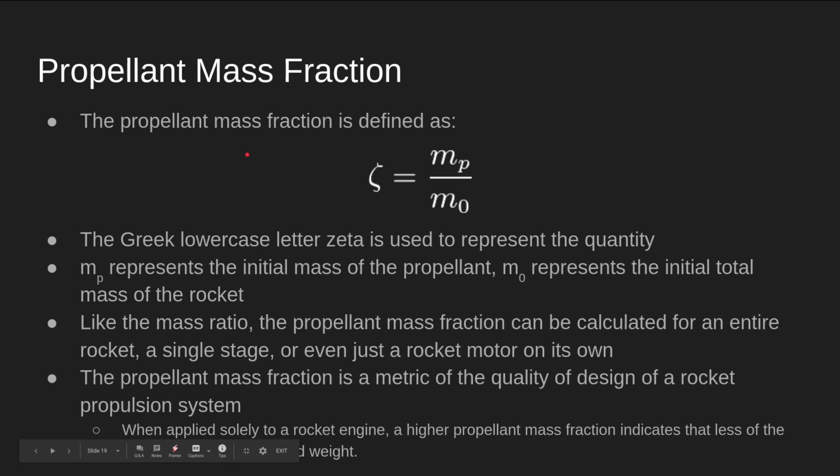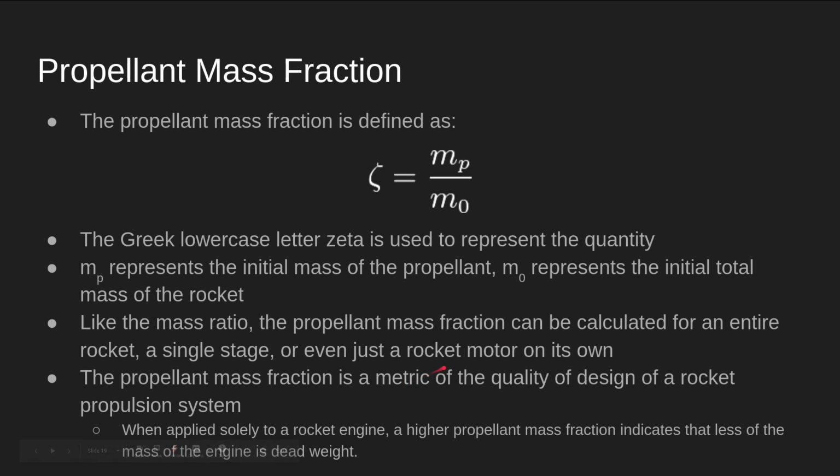The propellant mass fraction is defined with this weird Greek letter zeta, and zeta represents the quantity. I don't know why they chose this weird Greek letter, but it's basically the mass of the propellant divided by the initial mass of the rocket. And like the mass ratio, the propellant mass fraction can be calculated for an entire rocket, a single stage, or you can even just calculate it for the rocket motor on its own.